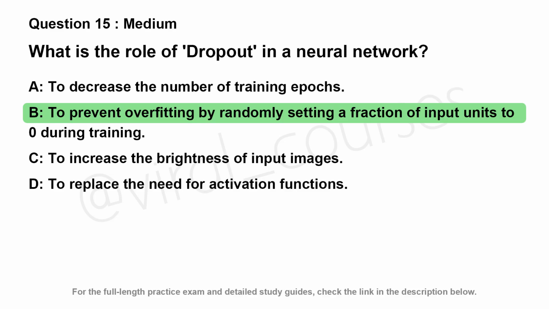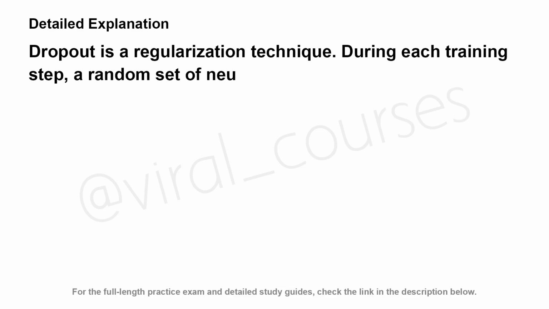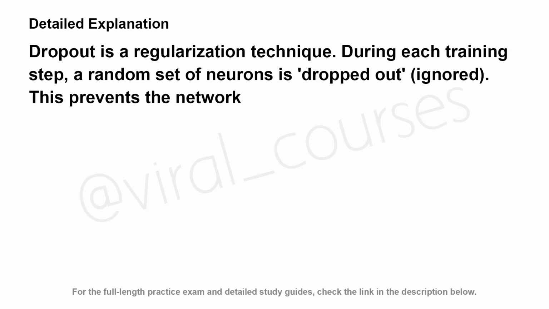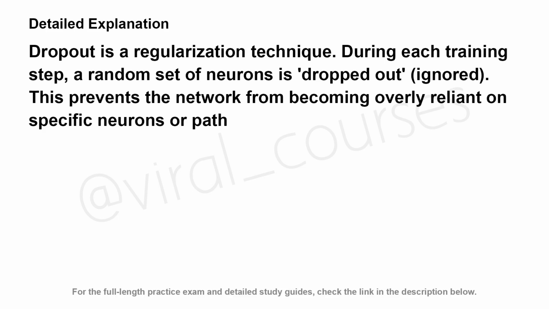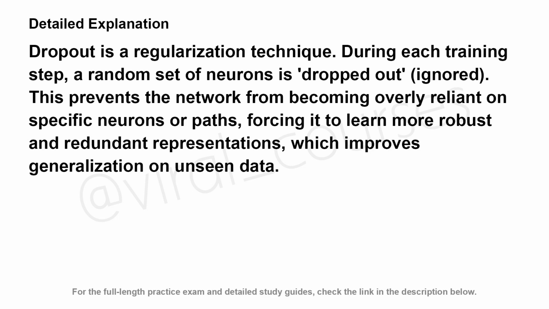The correct answer is B. Dropout is a regularization technique. During each training step, a random set of neurons is dropped out, ignored. This prevents the network from becoming overly reliant on specific neurons or paths, forcing it to learn more robust and redundant representations, which improves generalization on unseen data.